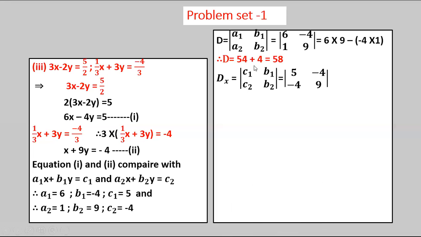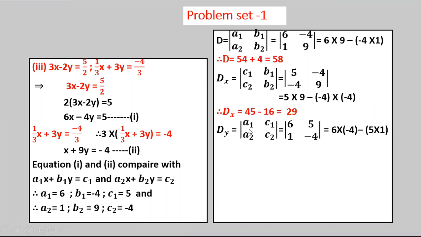Dx is equal to, in determinant, C1, C2, B1, B2. C1 is 5, minus 4, minus 4, 9. It is a cross multiplication. 9 into 5 is 45. Then 4 multiply 9 minus (minus 4) multiply (minus 4). 5 nines are 45. Here minus minus is plus, and plus minus is minus. 4 fours are 16. 45 minus 16 is equal to 29.